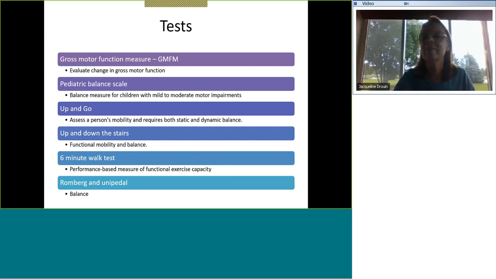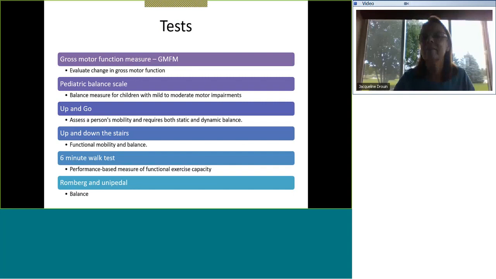We can also complement our evaluation with different tests for the pediatric population. Here is a list of the ones we use, which are the ones that are validated in Chile, such as the gross motor function measure, which we use for a child with brain tumor younger than 3 years old, and it evaluates the change in gross motor function. The pediatric balance test, or PBT, which helps us to evaluate the balance measure for children with mild to moderate motor impairments.